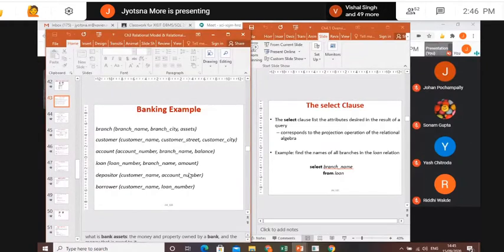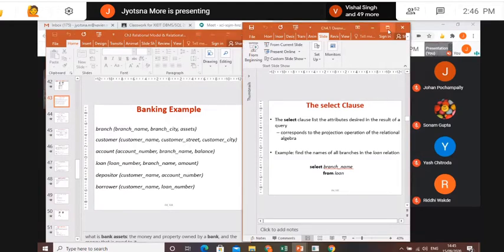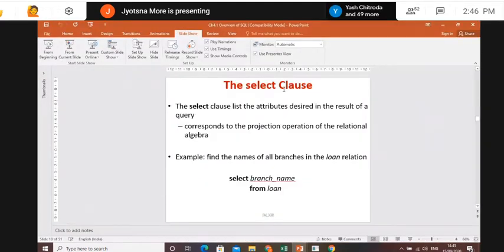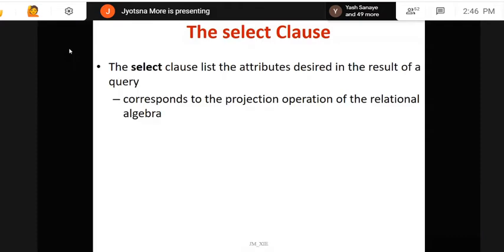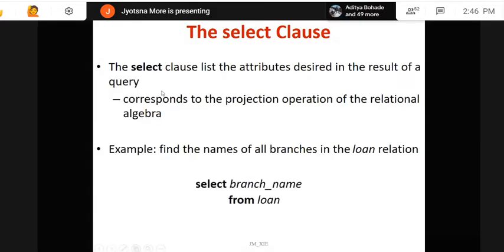There is no need to write a where condition in this situation right now. So that's why I have not added it over here. As per this, it is saying just find the branch name from the loan relation. So whatever branch names are available in this loan relation will be displayed with the help of this query. So select whatever attribute name, attribute column you want to be displayed.